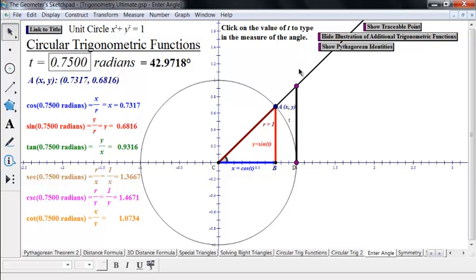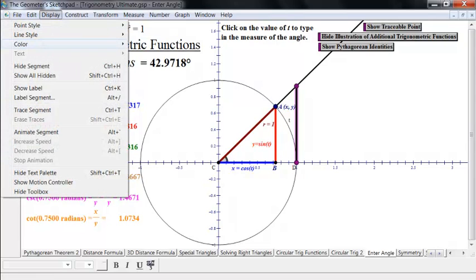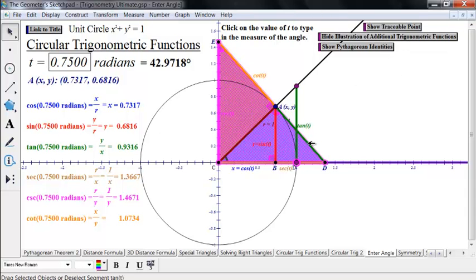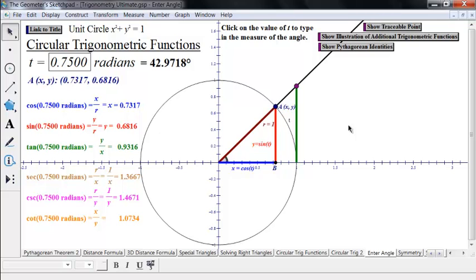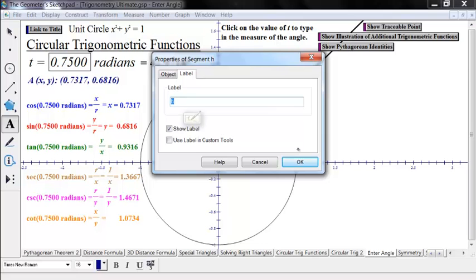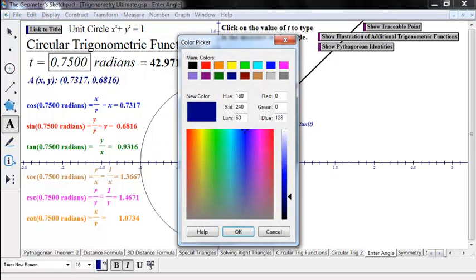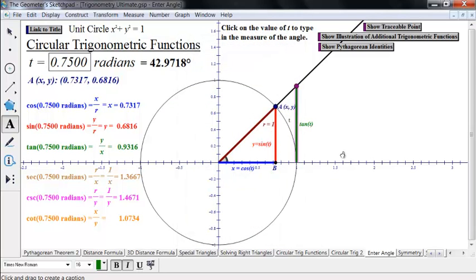Okay, so that black line segment, let me go ahead and make it green, because it turns out to be exactly the same length as the green length here. Those two things are the same length. They're both the tangent of that angle. Let's see if I can convince you of that. So tangent of our angle T is going to be that length. We'll go ahead and make that green. Okay, and so there's our tangent.